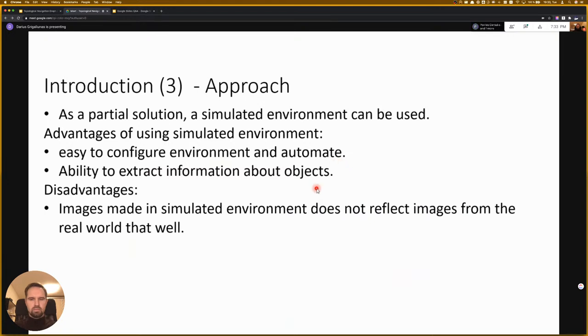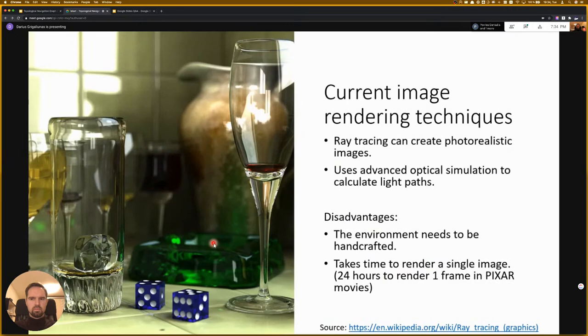But one huge disadvantage of using a simulated environment is that the images made in a simulated environment don't represent real world images that well, and that is basically the reason why it's not used that often in such cases. To minimize this issue, you could try to use current rendering techniques like ray tracing, of which you can see a sample here. It can generate really high quality and nice looking images, but there are some disadvantages to using this method.